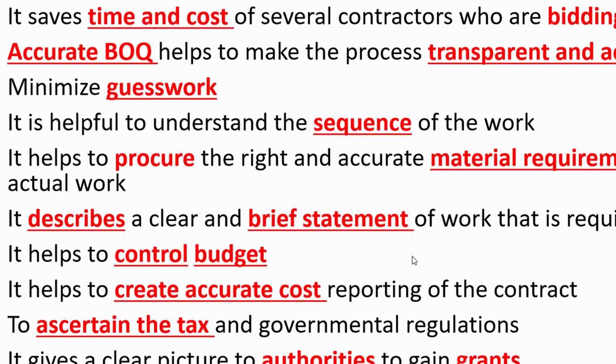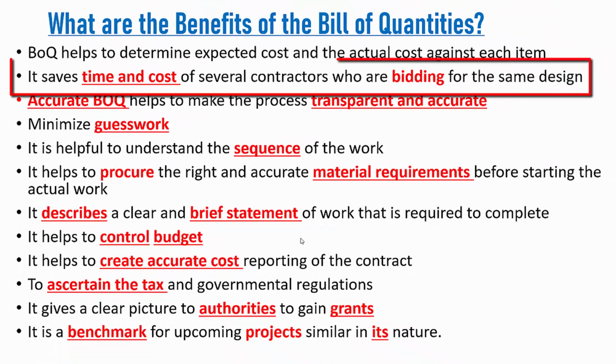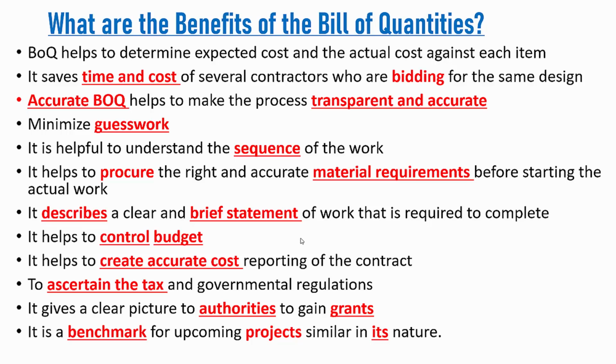So the second point is it saves time and cost of several contractors who are bidding for the same design. This point we already elaborated in the last class, but this is one of the benefits of the bill of quantities. Once you prepare your bill of quantities, you just make a number of copies and send them back to the tenderers, so they will only put the prices into the total.